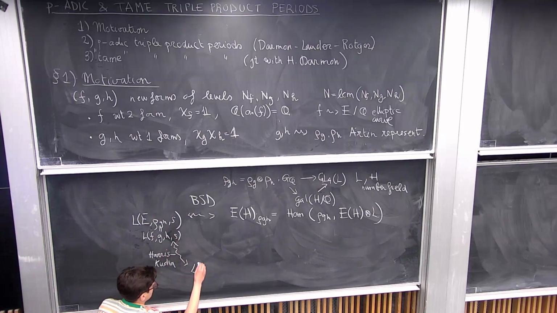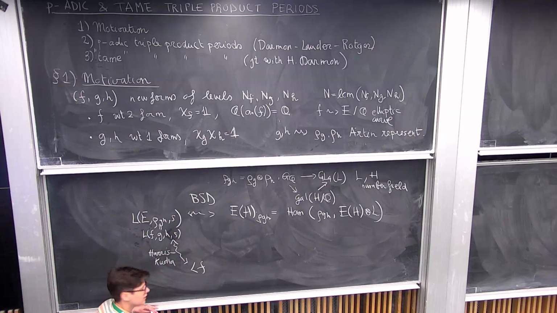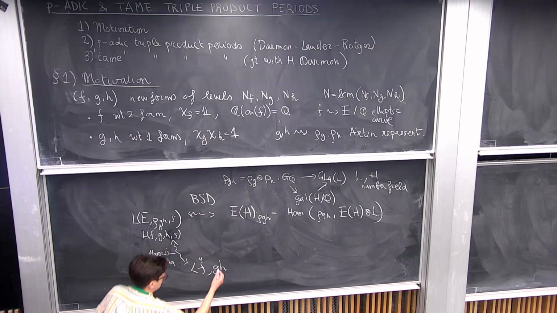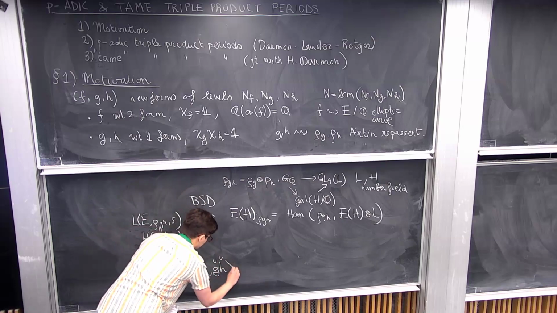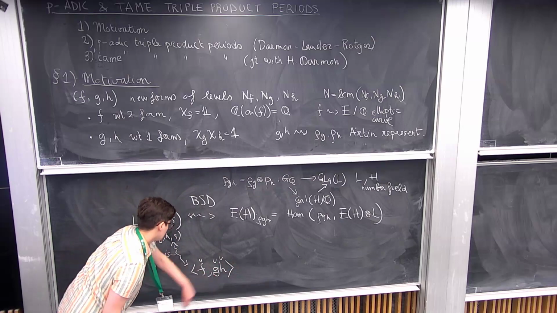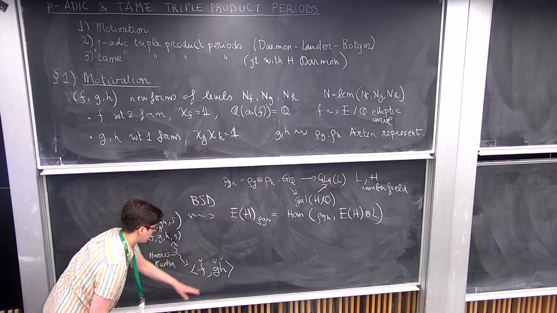The specific statements. So this connects the central critical value of this guy. Can you guys see here? Is that okay? To things that look like inner products of certain choices of class vectors for G, H, and F.